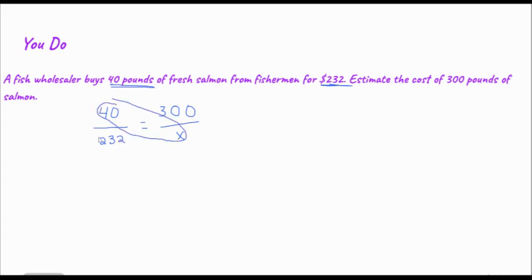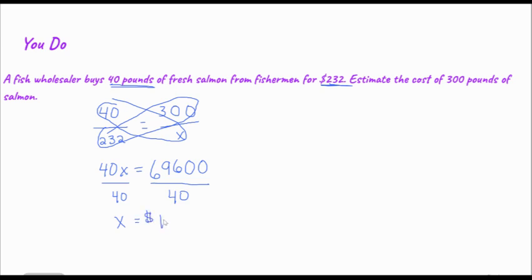Let's go ahead and cross multiply. So 40 times x equals, and then 232 times 300 is, sorry, I keep using divide. 69,600. I did that in my head, of course. And then we divide by 40. Divide by 40, and we get 1,740. Put the dollar sign first. $1,740.